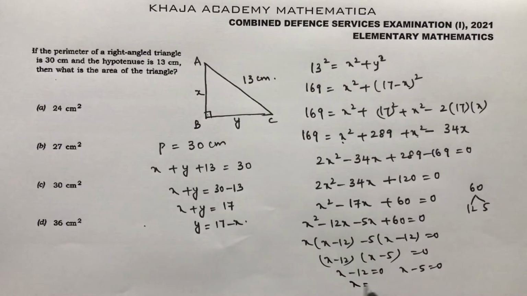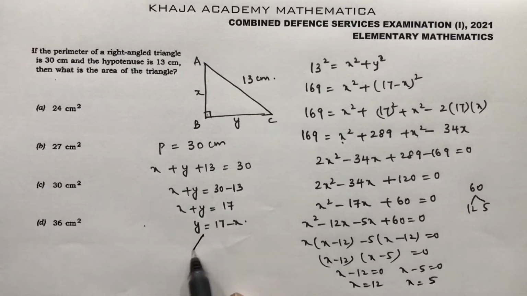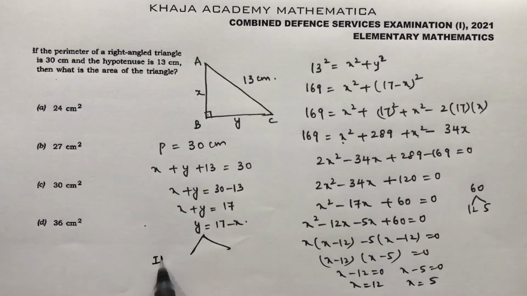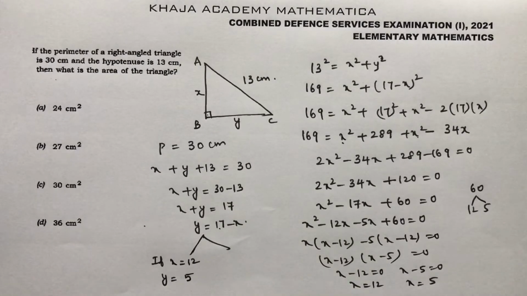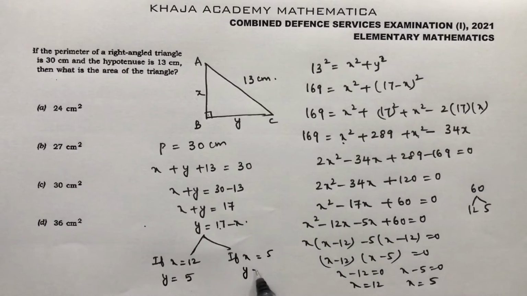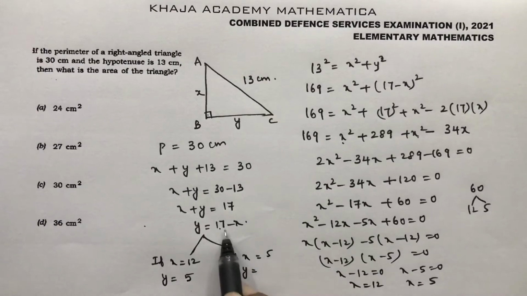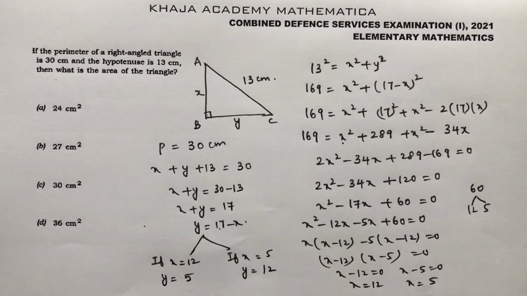So x equals 12 or x equals 5. If x is 12, then y will be 17 minus 12, which is 5. If x is 5, then y will be 17 minus 5, which is 12. So you can take any values.